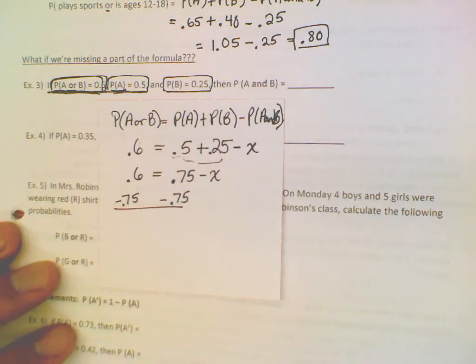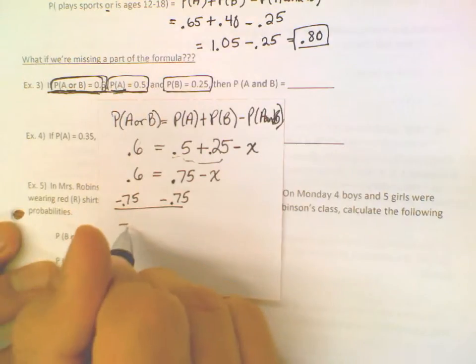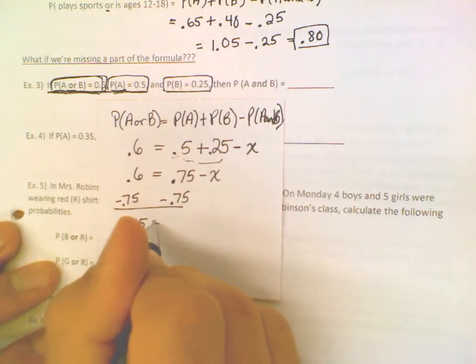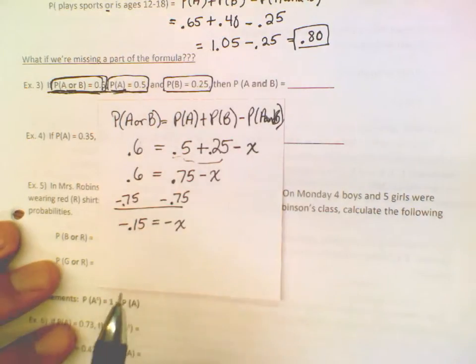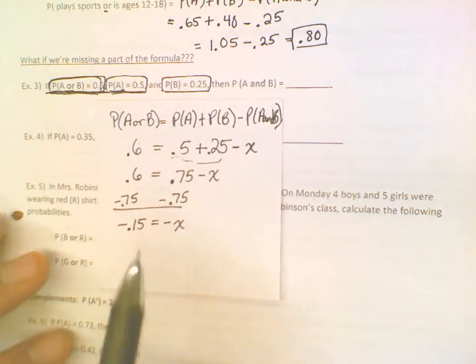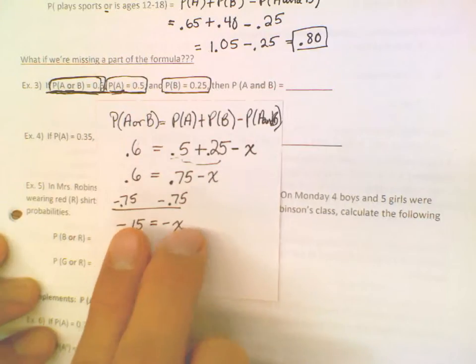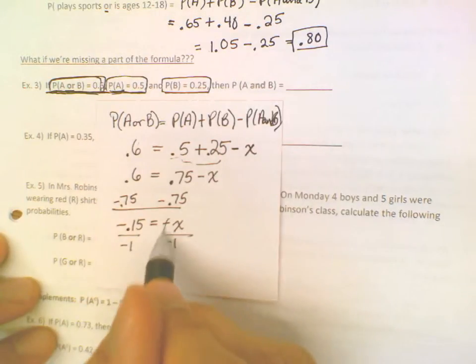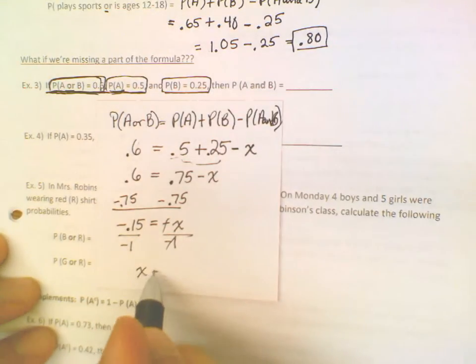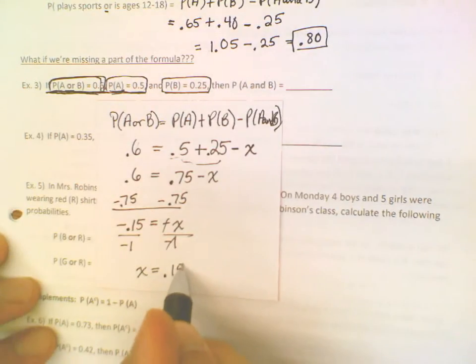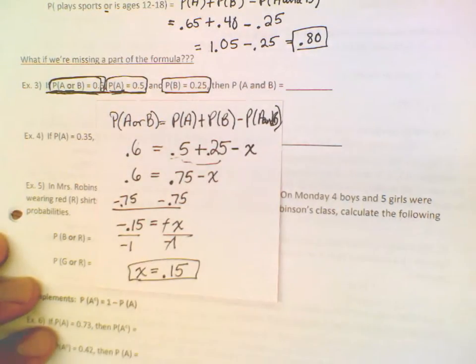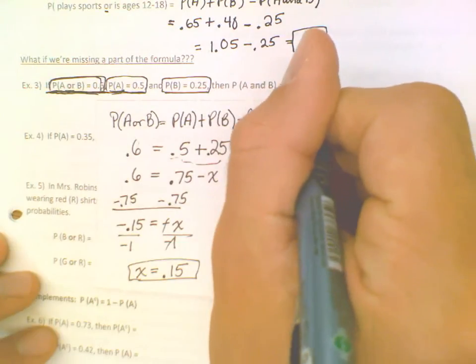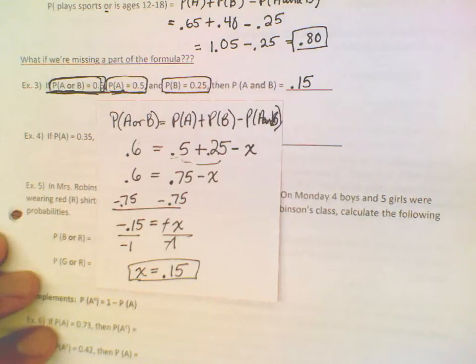0.6 minus 0.75 is negative 0.15, or 15%. But we all know that we shouldn't have a negative percentage, right? But it does say negative 0.15 equals negative X. So divide by negative 1 on both sides. When you divide, that'll give you positive X equals positive 0.15. Therefore, what's our answer? It's 0.15. That is the probability of A and B.